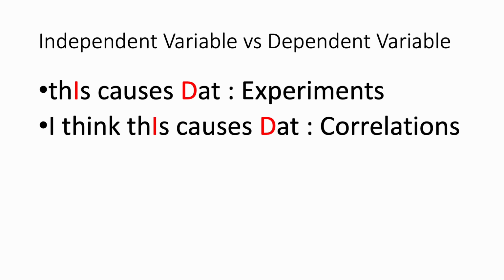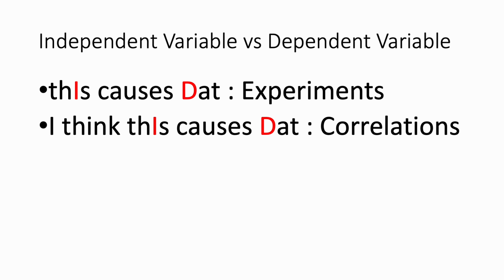Now, in order to use the decision tree, we must understand the difference between an independent variable and a dependent variable. I use the simplest version of everything. This causes that. Right? This causes that, IV causes DV. Your independent variable causes your dependent variable. Your independent variable is the cause, your dependent variable is the effect.